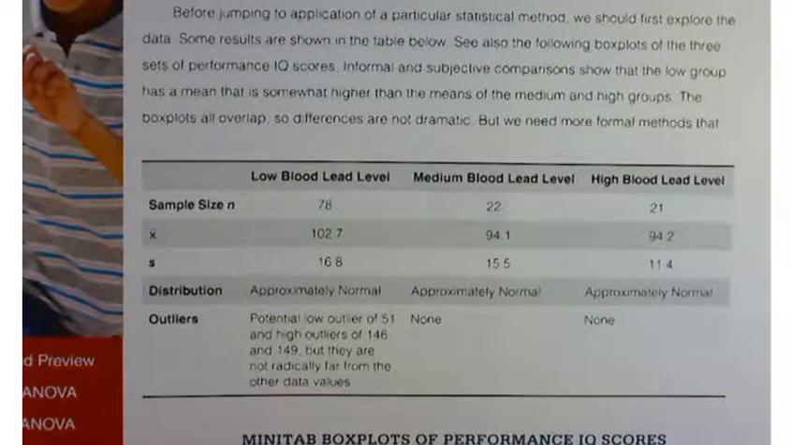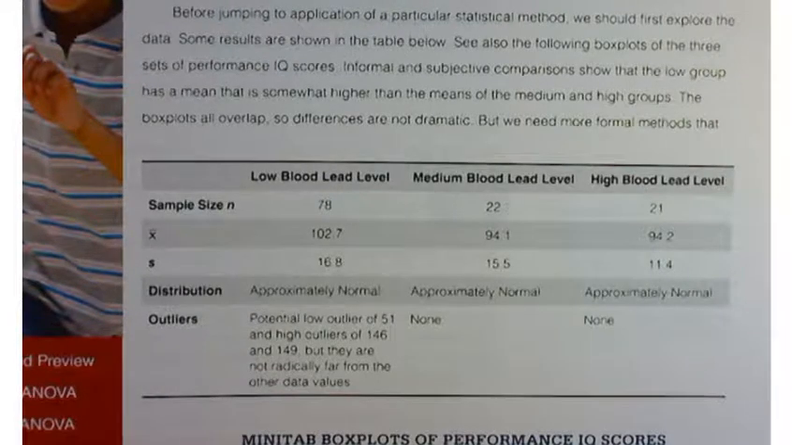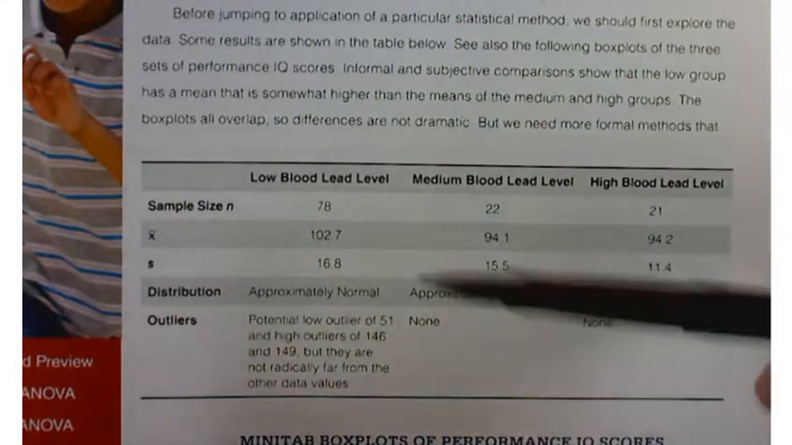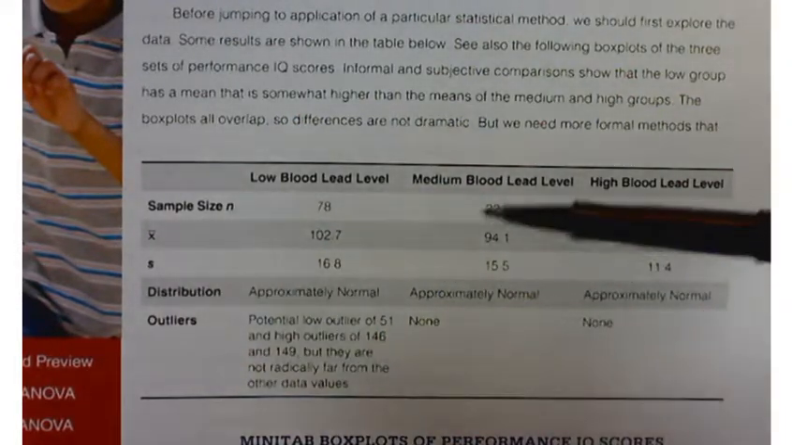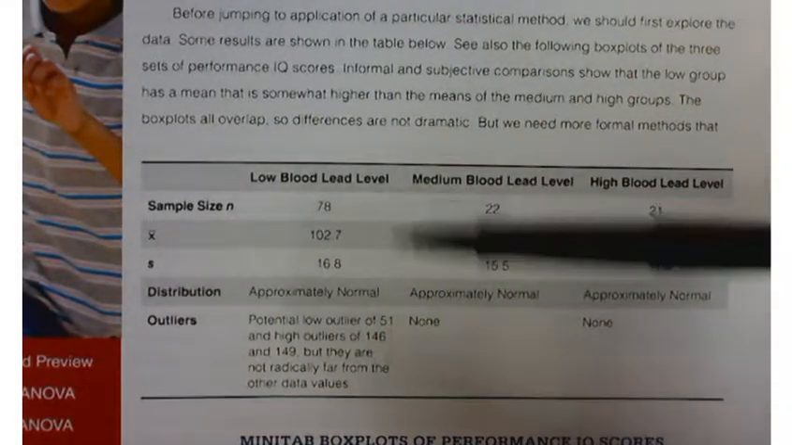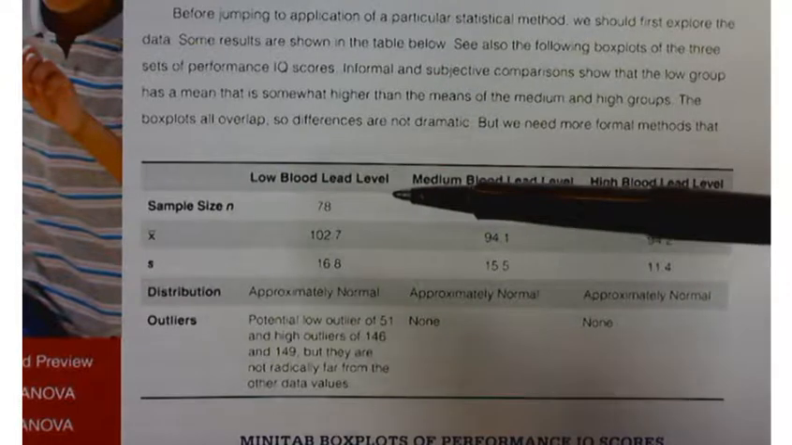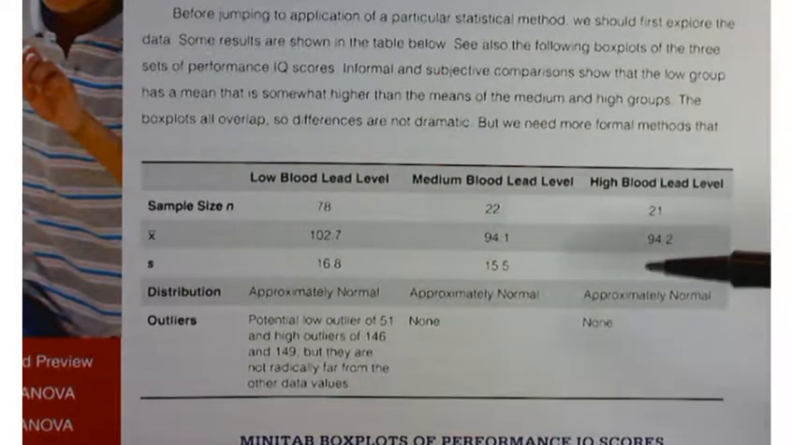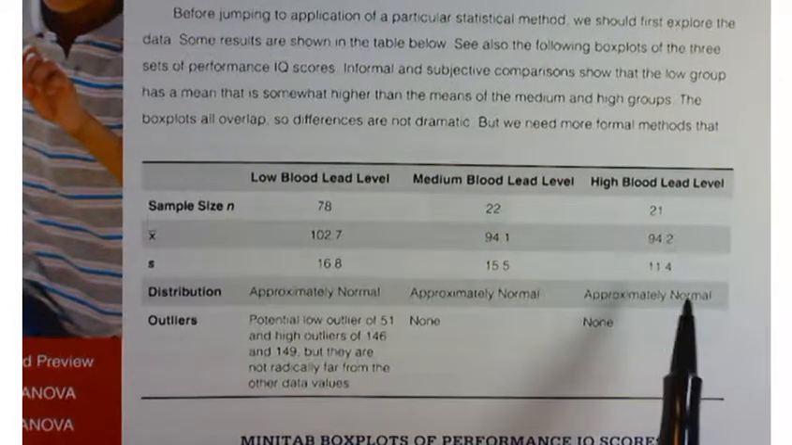So at the start of chapter 12, they discuss a relationship between lead exposure and IQ scores. And we've discussed this a little bit ourselves, especially in light of what's happened up in Flint. And what they have here are various samples of people and their low blood lead levels, medium blood lead levels, high blood lead levels, and their sample IQs.